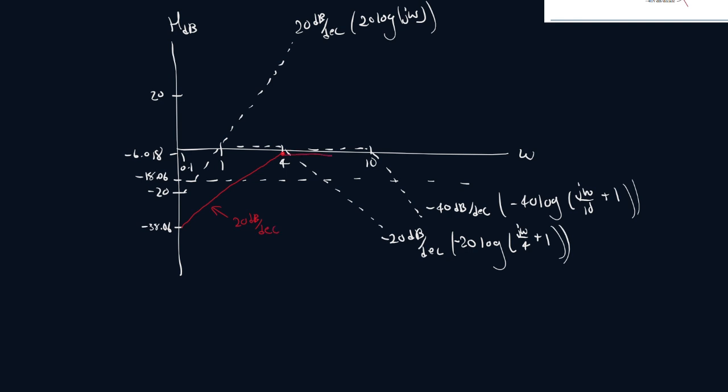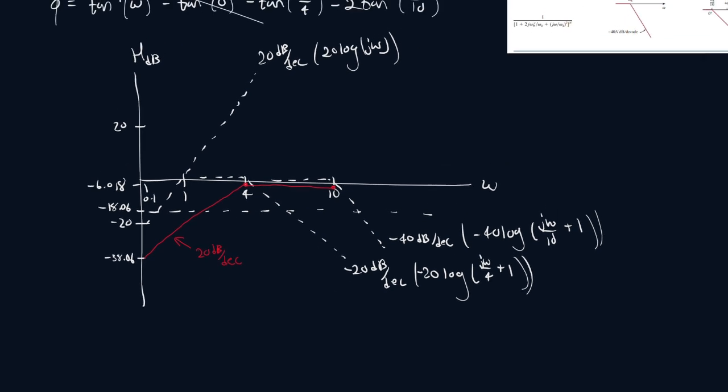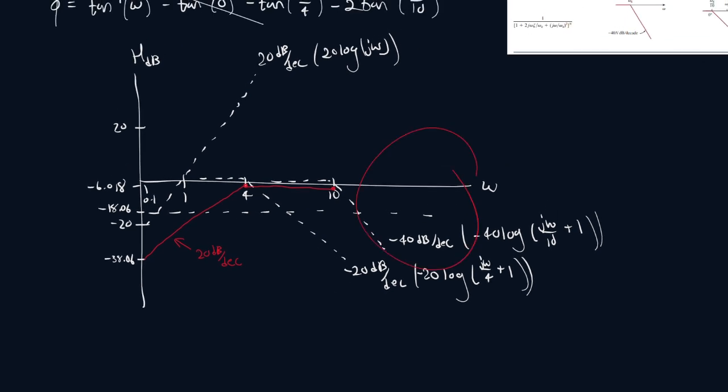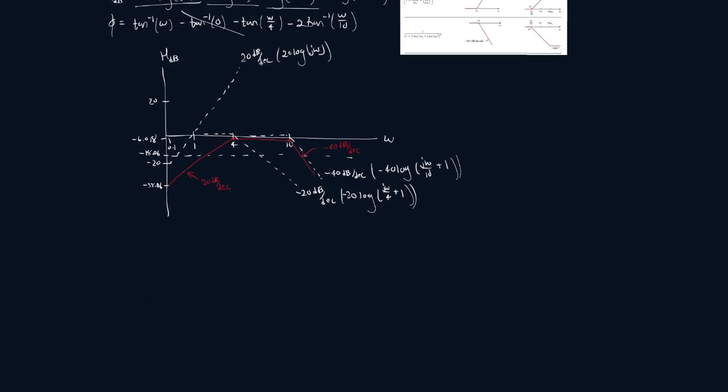Now then we start going straight until we hit 10, and after that, in this region, this is obviously still going in that direction. This is still going in that direction. They cancel each other out, so we can just ignore those. But we will have a slope of minus 40 decibels per decade. So something like this. Okay, and that's your Bode plot for this one. Now let's do the phase one.